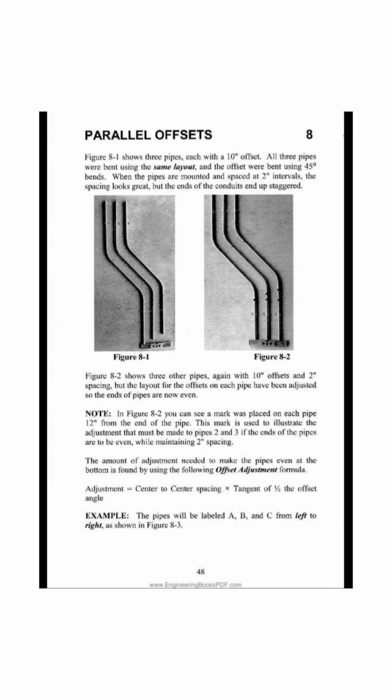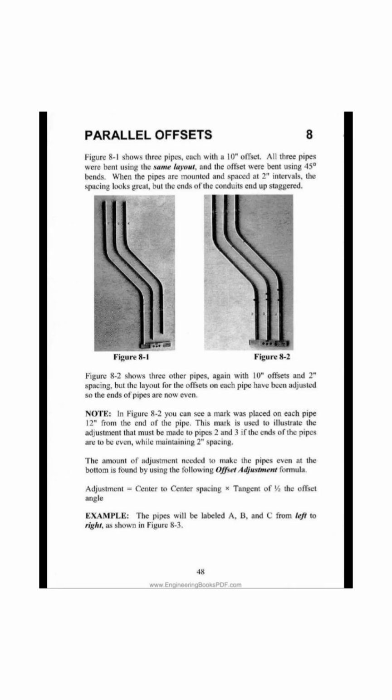Note: in figure 8-2 you can see a mark was placed on each pipe 12 inches from the end of the pipe. This mark is used to illustrate the adjustment that must be made to pipes 2 and 3 if the ends of the pipes are to be even, while maintaining 2 inch spacing. The amount of adjustment needed to make the pipes even at the bottom is found by using the following offset adjustment formula. Adjustment equals center to center spacing times the tangent of 1/2 the offset angle.